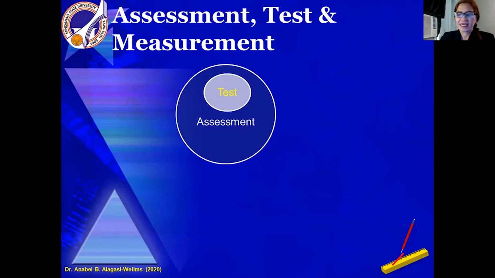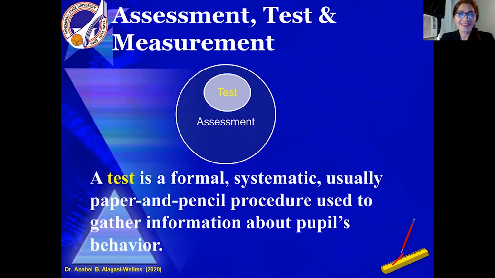While a test is a formal, systematic, usually paper and pencil procedure used to gather information about pupils' behavior. Test results are used to make generalizations about how pupils would have performed on similar but untested behaviors. Tests are only one of the many types of assessment. Get that? So, if you look at the figure, test is only one form of assessment. This is a formal form of assessment.